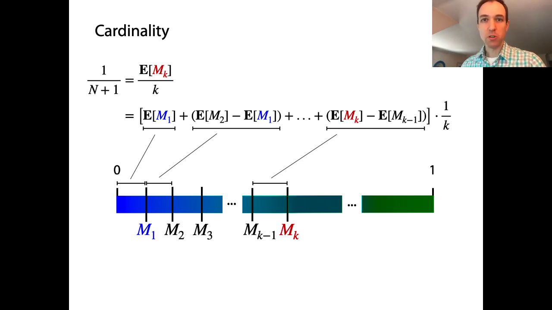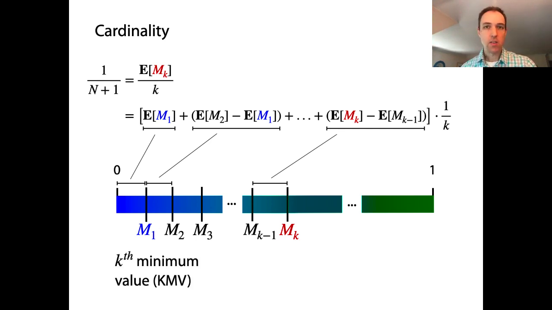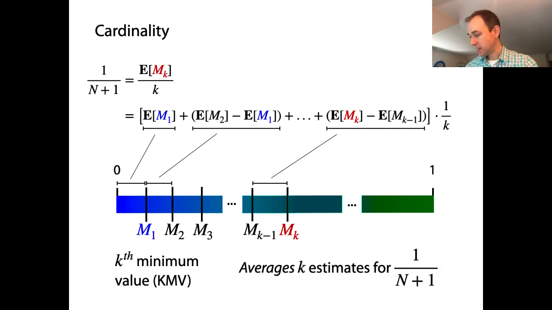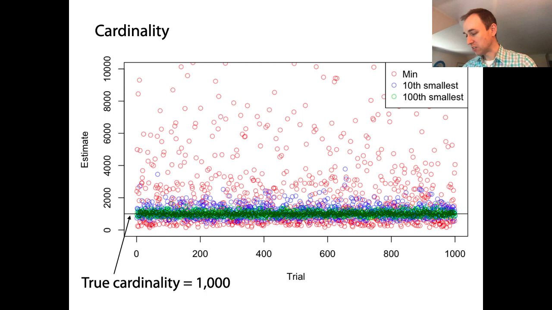In other words, the expression that we're using when we're taking the kth minimum and plugging it into this equation, where the expected value of the kth minimum equals k over big N plus 1, is we're essentially taking k partitions, averaging them, and using the original way of turning a partition length into an estimate for the cardinality. It's just bringing averaging into the method. And so this approach for estimating the cardinality from the kth minimum hash value is called kth minimum value, or KMV, and it essentially just averages the k estimates for 1 over big N plus 1. And just to show this in action, here's the result of a simulation experiment.